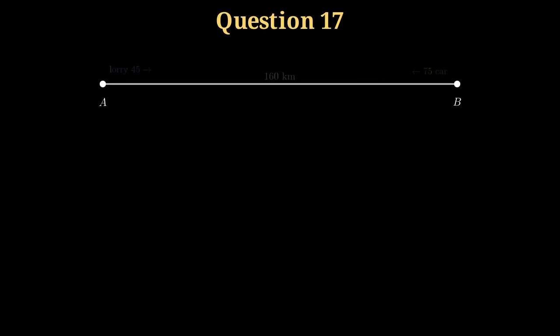Question 17. The road from A to B is 160 kilometers. A lorry at 45 kilometers per hour leaves A for B at 11:50 a.m. At the same time, a car at 75 leaves B for A. They meet at a point C.